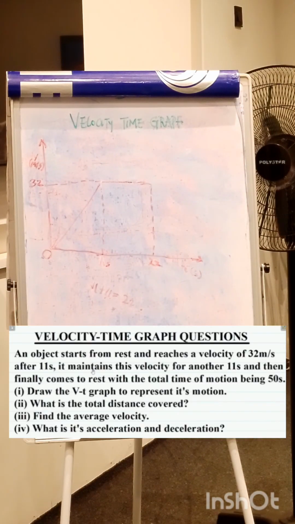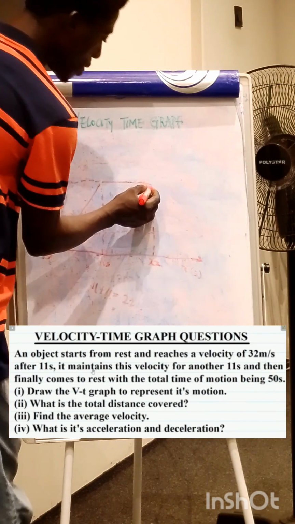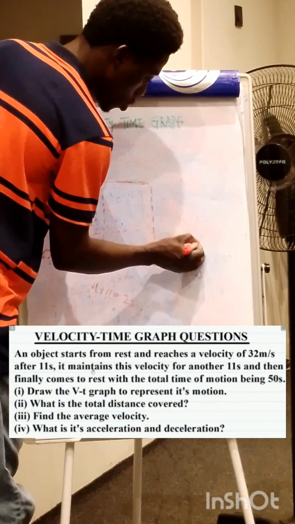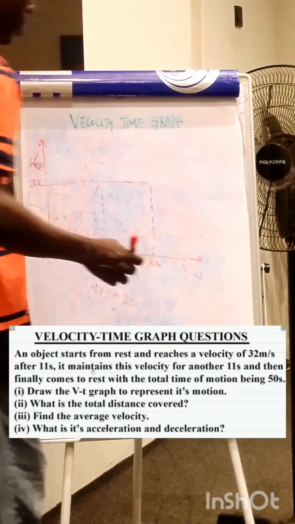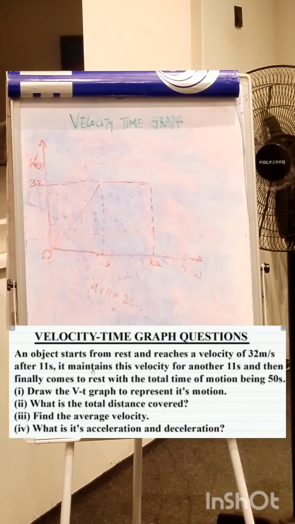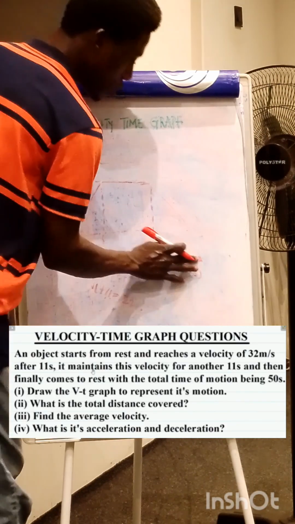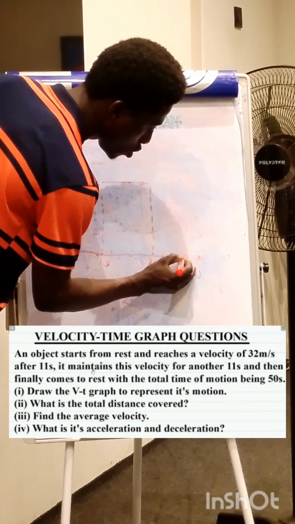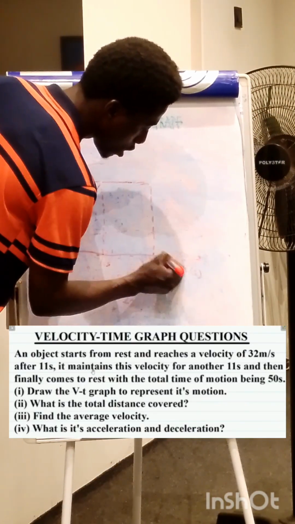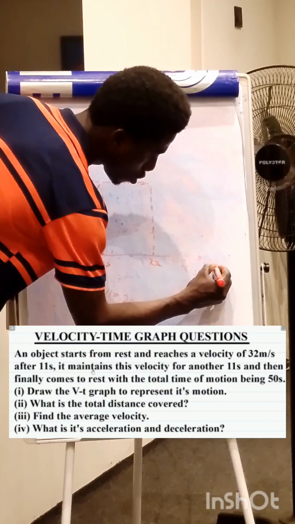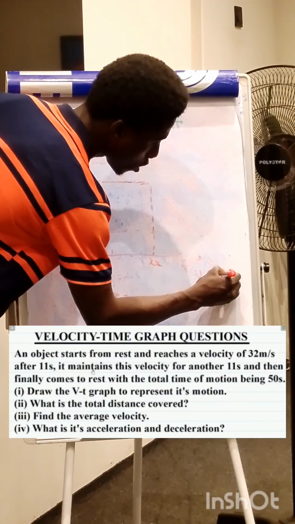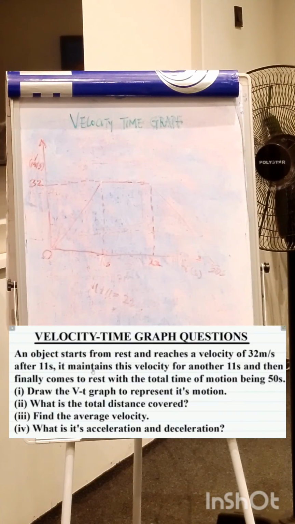So now it says, and then finally comes to rest with the total time. It came down like this to rest, with the total time of motion being 50 seconds. So the total time it spent for it to come down sharp is what? 50 seconds. Sure you get.